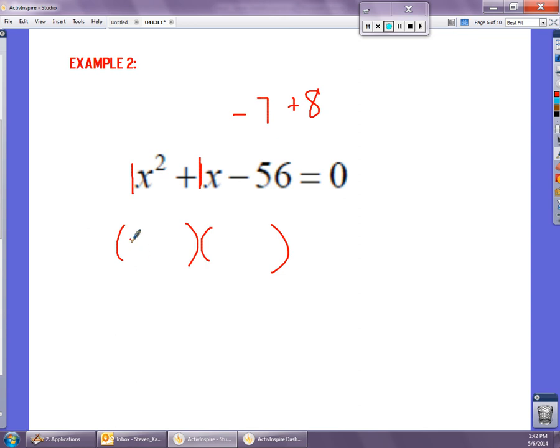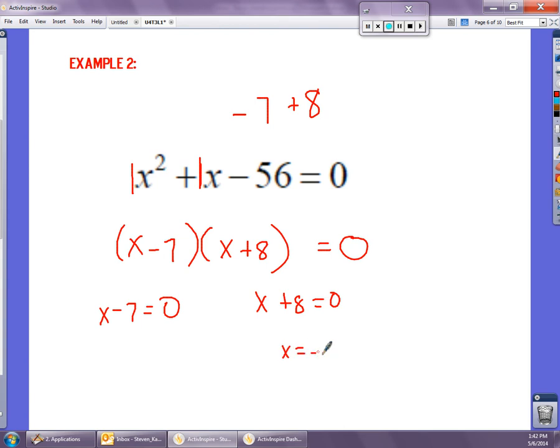So our two factors are x minus 7 and x plus 8, which equals 0. Now that I've factored this side, I have a multiplication problem that equals 0. So either x minus 7 has to equal 0, or x plus 8 equals 0. When you solve for both, you get your two answers: x equals negative 8 or x equals 7.